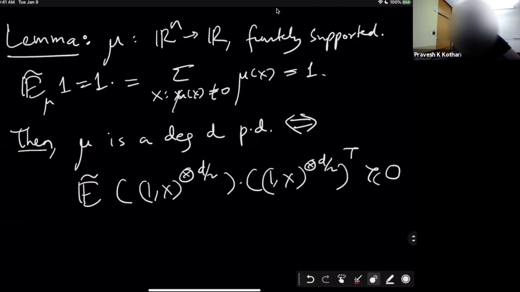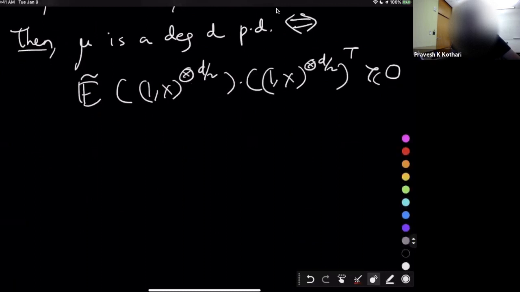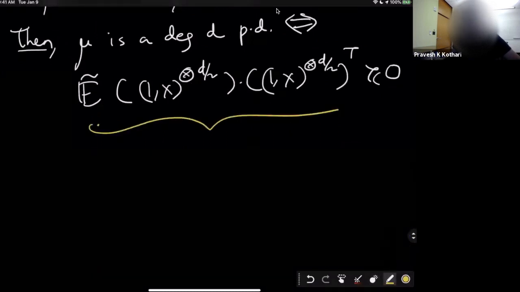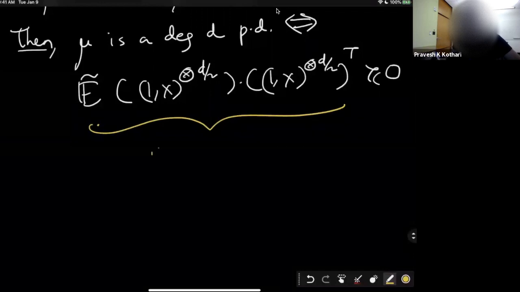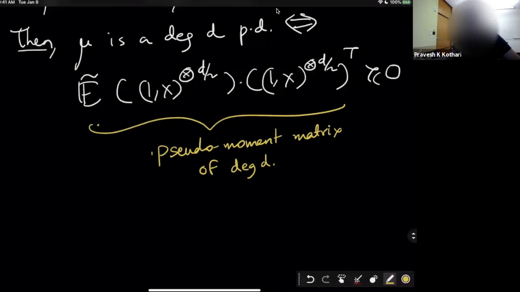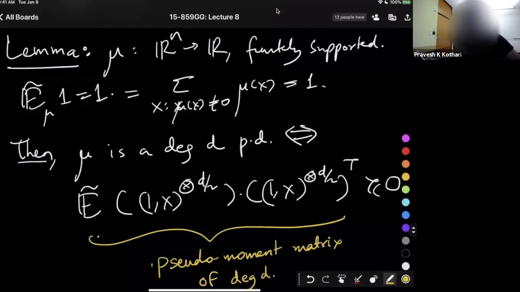There is literally no change that happens. You can go back and check the proof if you've forgotten, but it's the same proof, so I'm not going to do it. I am going to point out though that this matrix has a very nice name that we'll keep using. We'll call this the pseudo moment matrix. Okay. And what we are saying is that mu is a degree d pseudo distribution if and only if the pseudo moment matrix is positive semi-definite. Good. That's actually not even that surprising because it's literally the same thing.